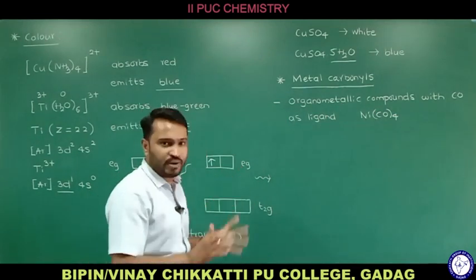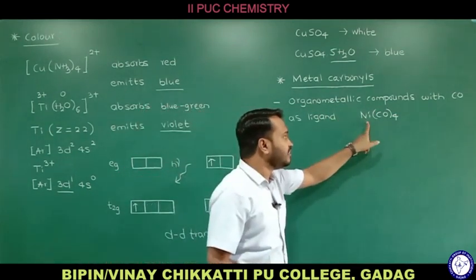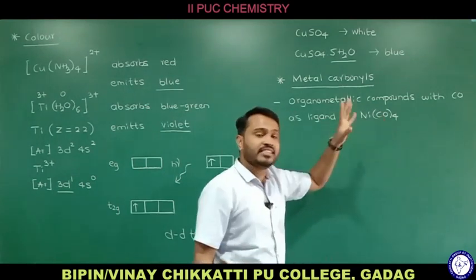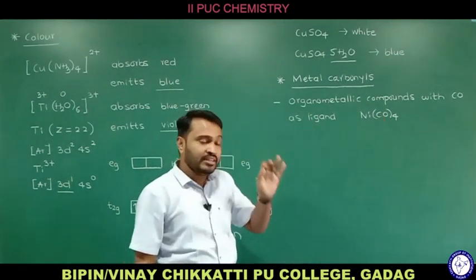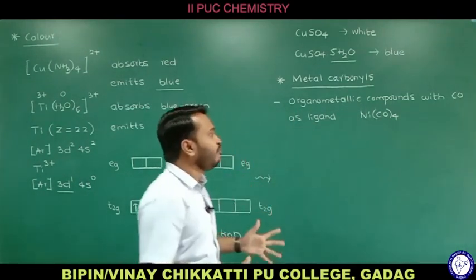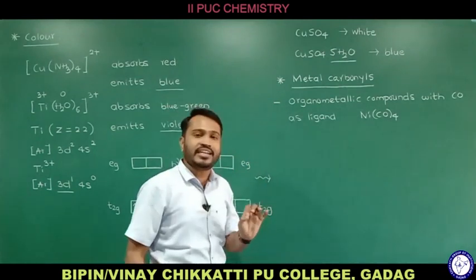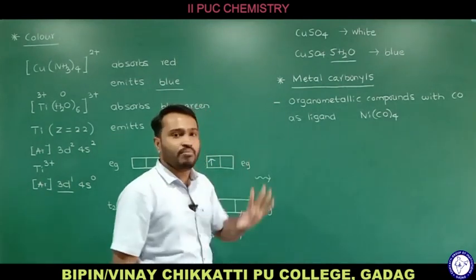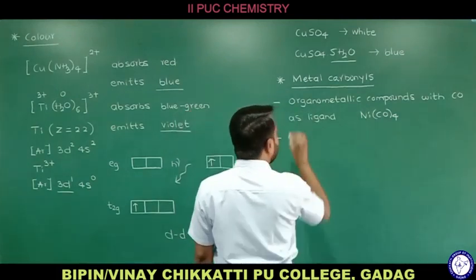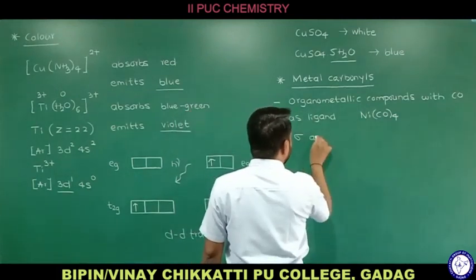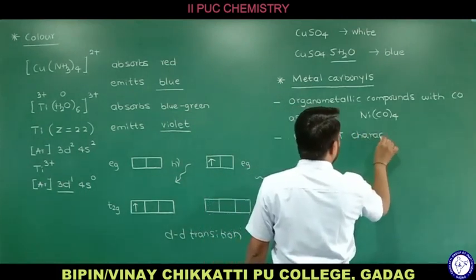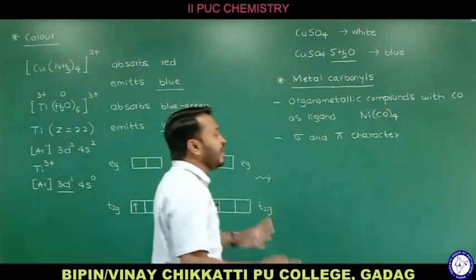This is a neutral complex, as we know. So here nickel is the central metal atom and carbon monoxide, in particular carbonyl, acts as a ligand. If we have a central metal atom surrounded by carbonyl as a ligand, we have a special kind of compound that we call organometallics, or metal carbonyls. And remember, these metal carbonyls are going to possess both sigma and pi character. Remember that.